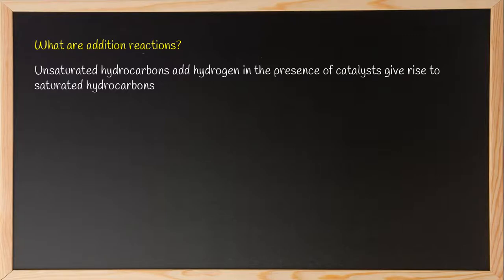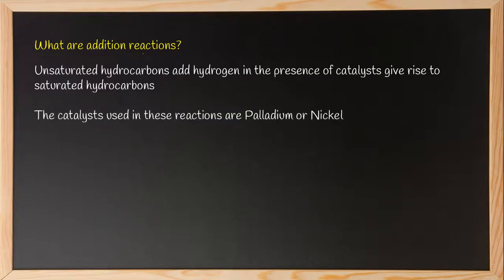So now when the unsaturated hydrocarbons are added to hydrogen in the presence of a catalyst which will enhance the reaction, then these unsaturated hydrocarbons will convert into saturated hydrocarbons. That means double and triple bonds are converted to single bonds. So the catalysts that are used in these reactions are palladium or nickel.